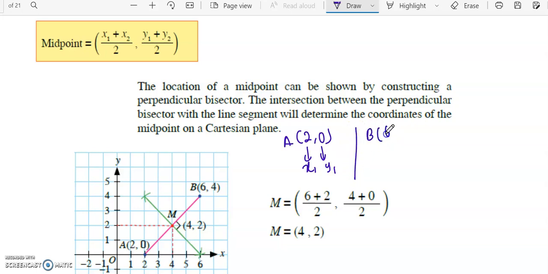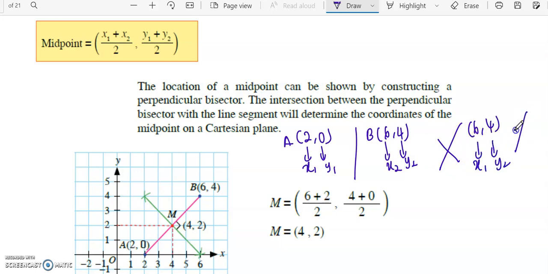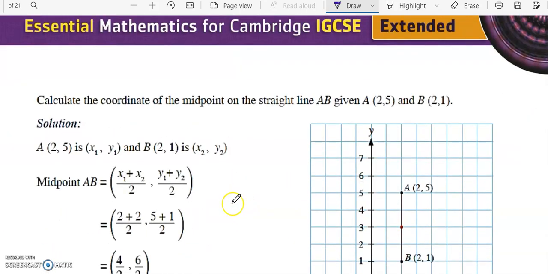Ataupun B, 6, 4. This one nak jadikan x2 and this one y2. So tak boleh kalau you guna this one dijadikan x1, this one y2. This one is totally wrong. As long as pair dia mesti sama lah. Pasangan dia mesti sama. So, kita ambil 6 plus 2, ataupun 2 plus 6 pun sama juga, and then you divide with 2. And then 4 plus 0 divide with 2. So we get the midpoint here is 4, 2. Kan senang kerja bila you tahu formula. So, formula ni kena hafal. You have to memorize the formula.